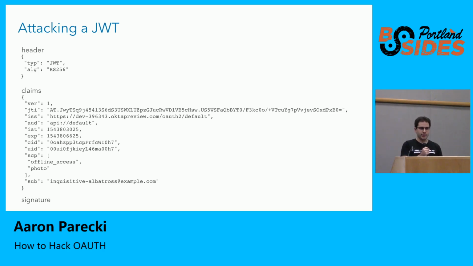Now, it also turns out that there was an algorithm in the spec called none, which means don't verify the signature. So if you just change the algorithm to none and then drop the signature, you can then modify anything you want in the claims and send it to the API. The API is like, okay, how am I going to validate this? Well, it looks like the algorithm is none, so we're done. Great, good job, you've authenticated.